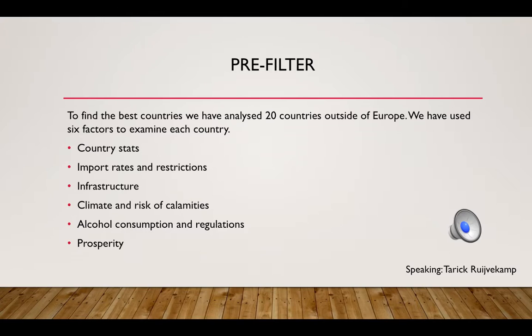We have also used the criteria alcohol consumption and regulation. In some countries, it's not allowed to drink alcohol. Because our product is a driving bar where alcohol will be served, it is important for us to look at alcohol consumption and regulations. The last criteria we use is prosperity. Prosperity of a country is a very important indicator. That's why we have used the Prosperity Index. This is a yearly report and ranks countries on their overall prosperity.